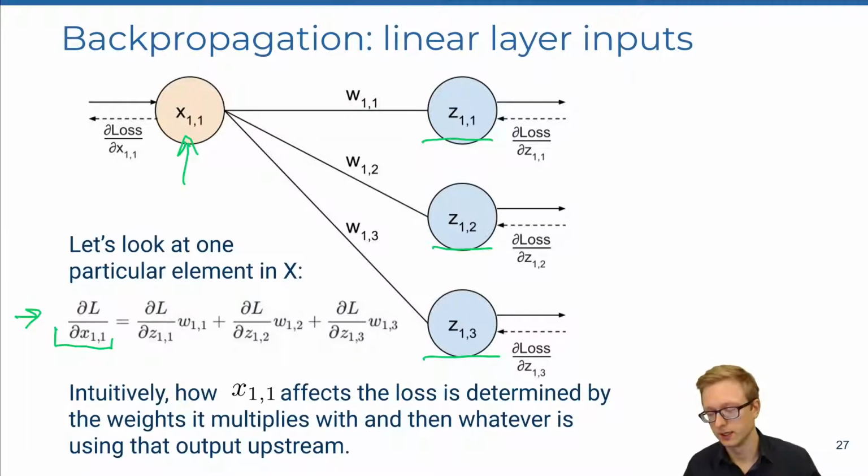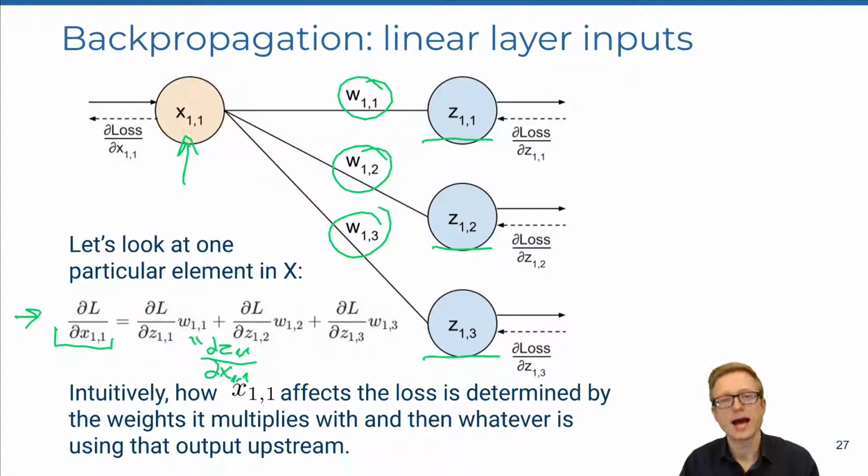So this is the equation that we get for the partial derivative of that element. And this is actually already using the chain rule. So the weight here comes from the fact that this is a partial derivative of Z11 with respect to x11. So intuitively, this element x11 affects the loss in a way that is determined by the weights that it multiplies with, so these 3 weights here, and the loss of whatever uses this element.